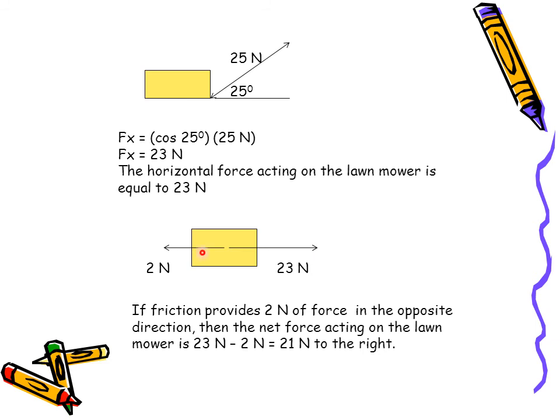If friction provides 2 newtons of force in the opposite direction, then the net force would be the difference between the force of the handle and friction. 23 minus 2 gives you a net force of 21 newtons to the right.